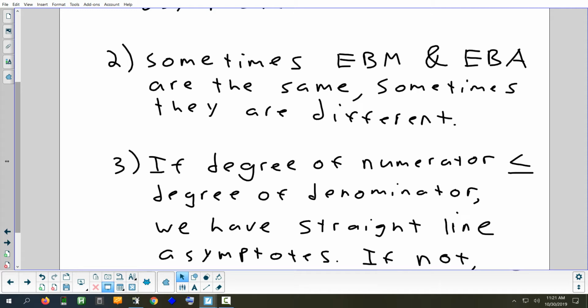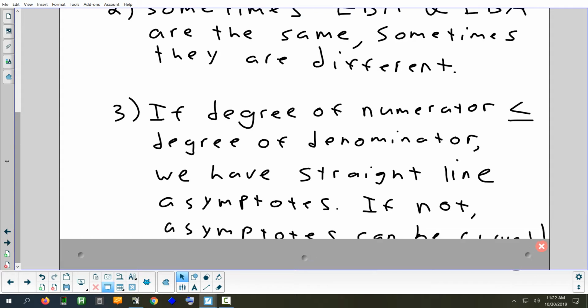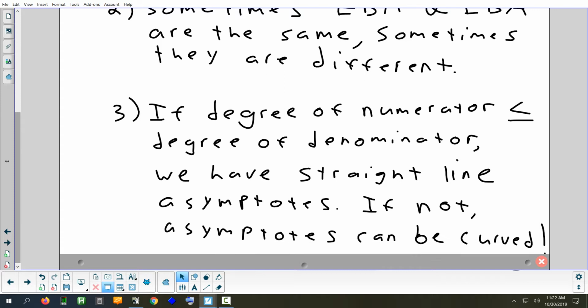And the last thing I already hinted at, but now I'm formally writing it down. If the degree of the numerator is smaller than the denominator, this is what we did yesterday, all the asymptotes are straight lines. There's 2 kinds of straight lines we've talked about: horizontal, vertical. If not, if the degree in the top is larger than the bottom, then asymptotes can start to curve.